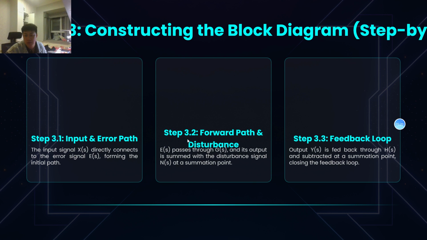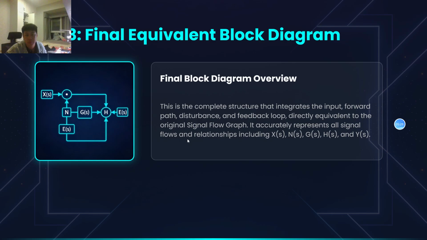Output Y is fed back through H and subtracted at the summation point, closing the feedback loop. And step 3, final equivalent block diagram. This is the complete structure that integrates the input, forward path, disturbance, and feedback loop, directly equivalent to the original signal flow graph. It accurately represents all signal flows, and the relationships include X, N, G, H, and Y.